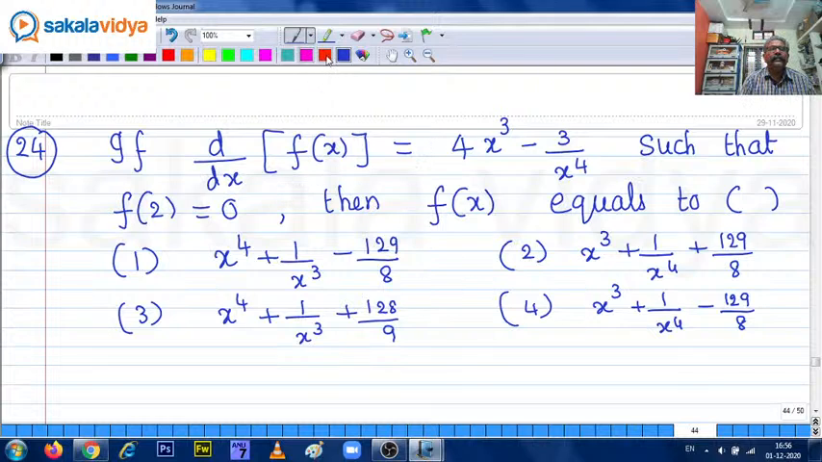So let us solve it. Here, the derivative of f of x is given. So first we need to find the antiderivative. After that, the first option might be correct, let us see. Then you substitute 2 to get the constant of integration. After getting the constant of integration, we substitute the c value, and then you will get the required solution.